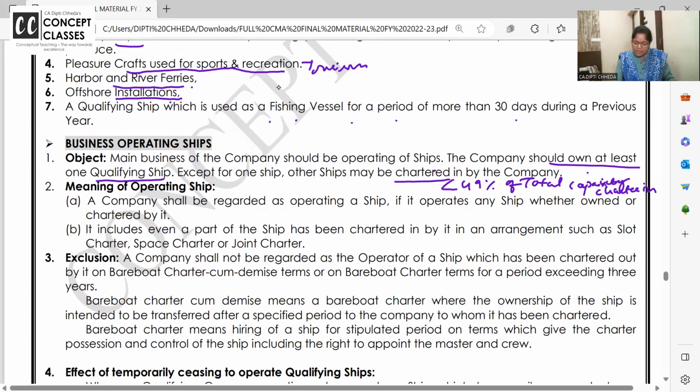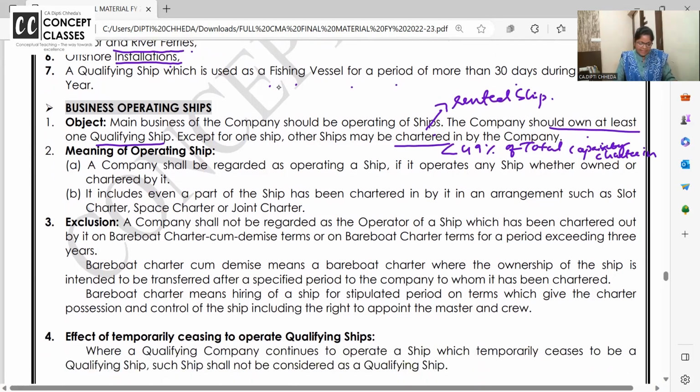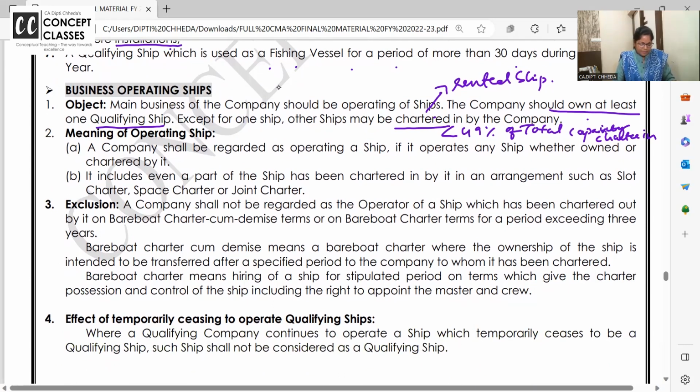What do you mean by chartered ship? Rented ship. Next. Okay, right. Now from here to here, it is all reading. You should know that if you want to go for tonnage tax scheme, one of the ships needs to be a qualifying ship. Others can be chartered, but charter is always less than 49% of the total capacity.